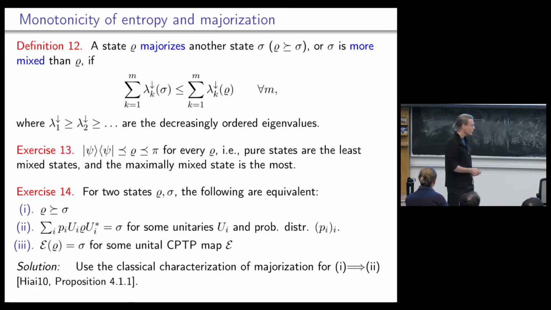And it turns out that if we have two states, then the following are equivalent, that rho majorizes sigma, and that we can map rho to sigma with a so-called random unitary channel, which again in turn is equivalent to being able to map rho to sigma with a unital CPTP map. Okay, so this is an exercise to verify. Most of it is very basic. For one direction, you should use the classical characterization of majorization, but that's also a very simple exercise. Okay.